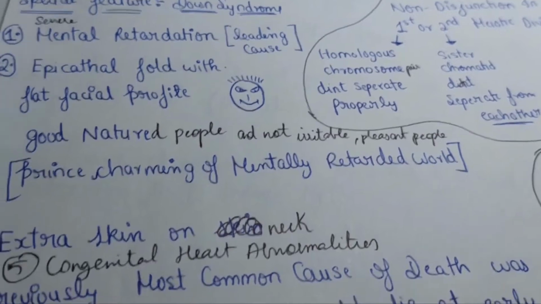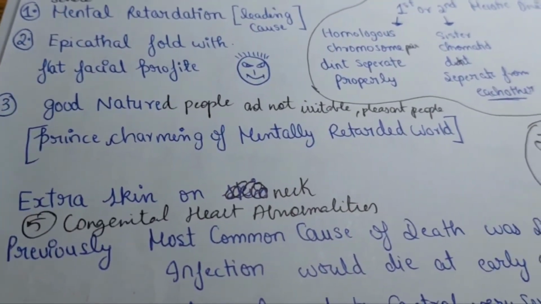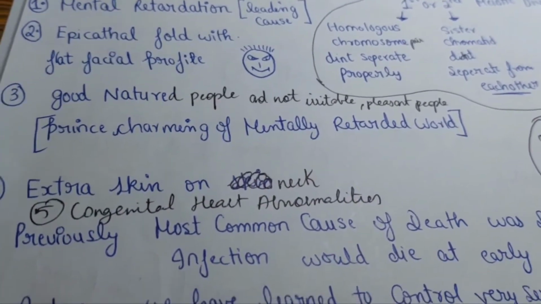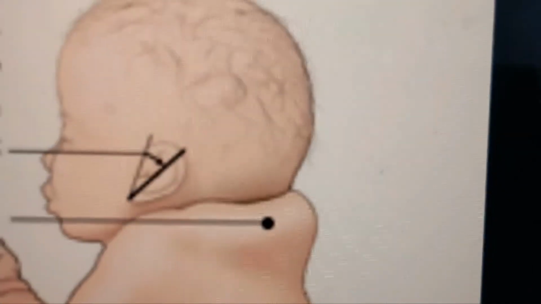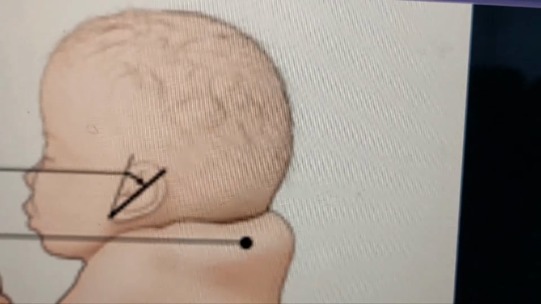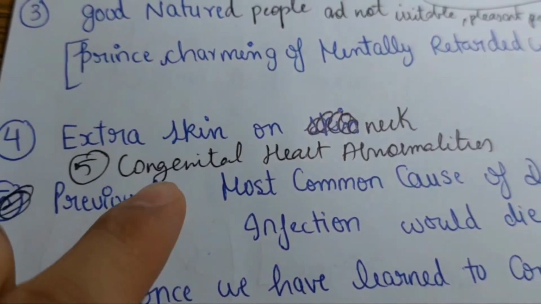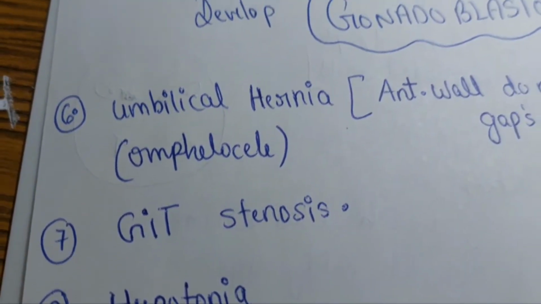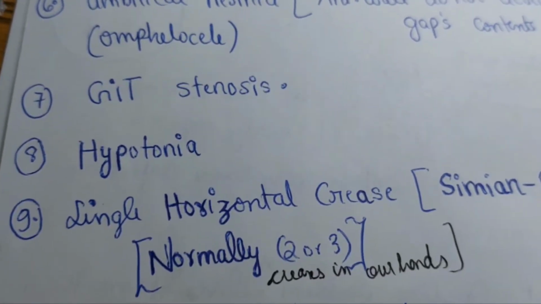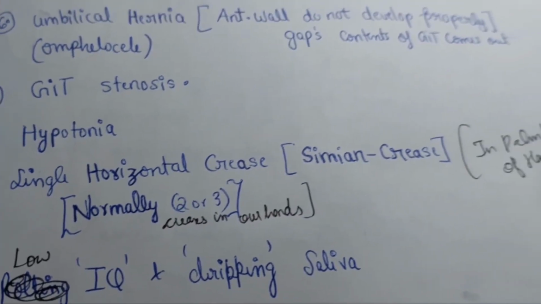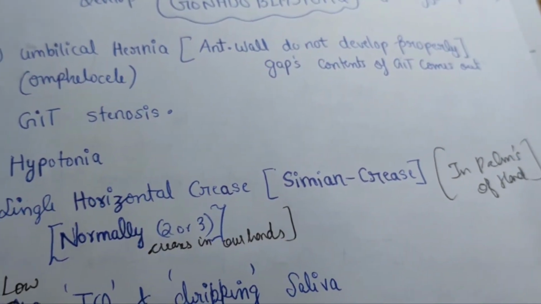Patients who suffer from Down syndrome are also called the Prince Charming of the mentally retarded world. They have extra skin on the neck, which can be seen like this. They suffer from congenital heart problems. They have umbilical hernia, gastrointestinal tract stenosis, hypotonia, and a single horizontal crease.